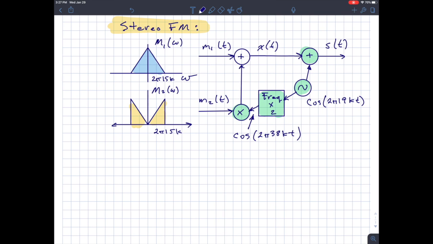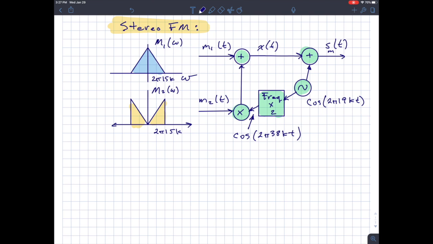Here's a block diagram that shows how you would reconstruct the message signal S of t. Maybe I should call it SM of t, because it's the thing that's going to get modulated by an FM modulator, but it uses AM kind of methods to form that signal.